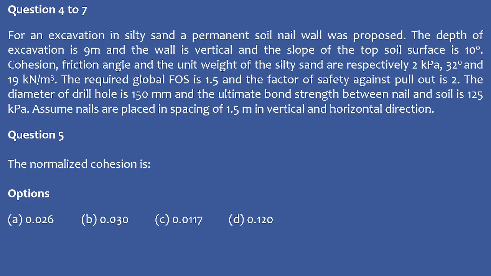So let's solve this. The given cohesion available with us is 2 kPa. kPa is basically kilonewton per meter square. I need to normalize it. So let's call the normalized cohesion C bar, and usually for the nail design we normalize it with the factor gamma into H.